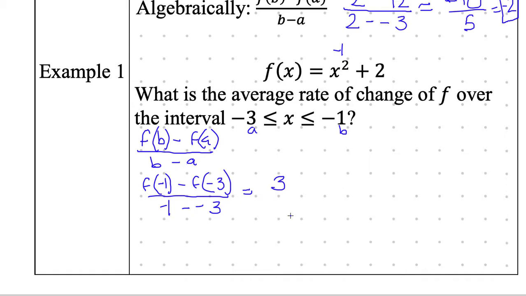F of -1 is -1 squared. To find the first height, this is the first height, this is the second height. And this is the first x coordinate, this is the second x coordinate. We're finding the first height by plugging in the first number, which is -1, into x.